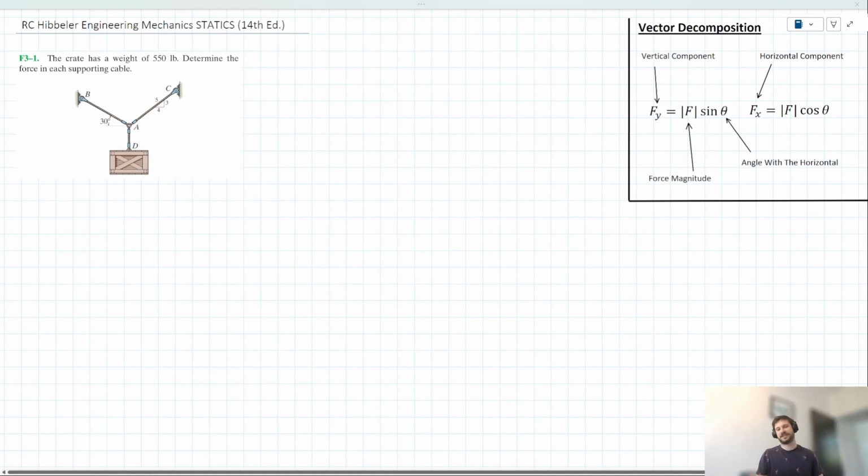We have this problem from chapter 3, which states: the crate has a weight of 550 pounds, determine the force in each supporting cable. Let's start this problem off by replicating this diagram in the form of a free body diagram.